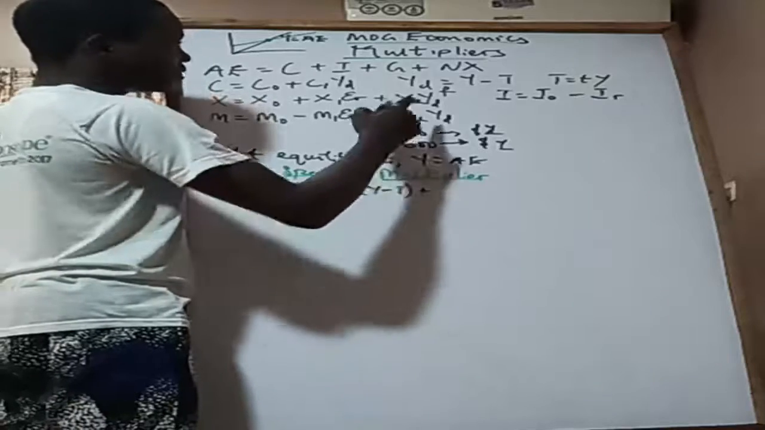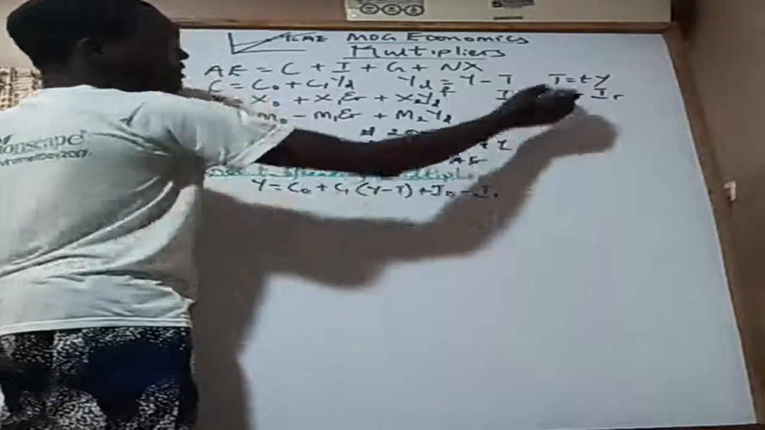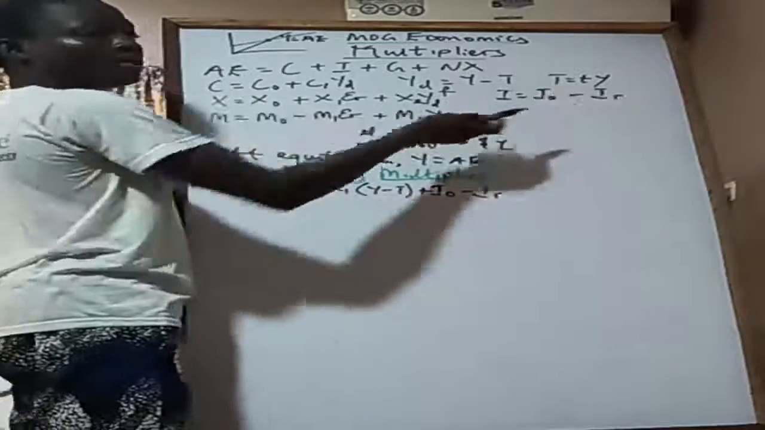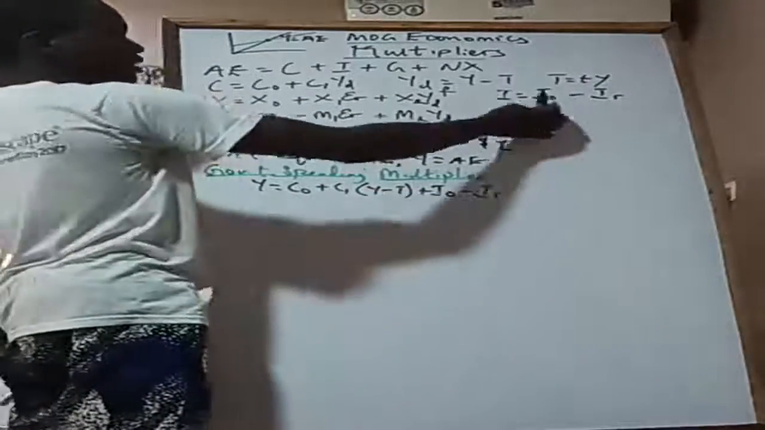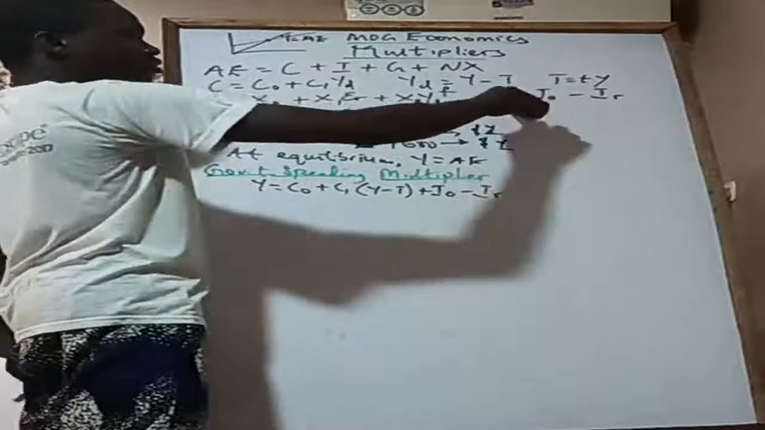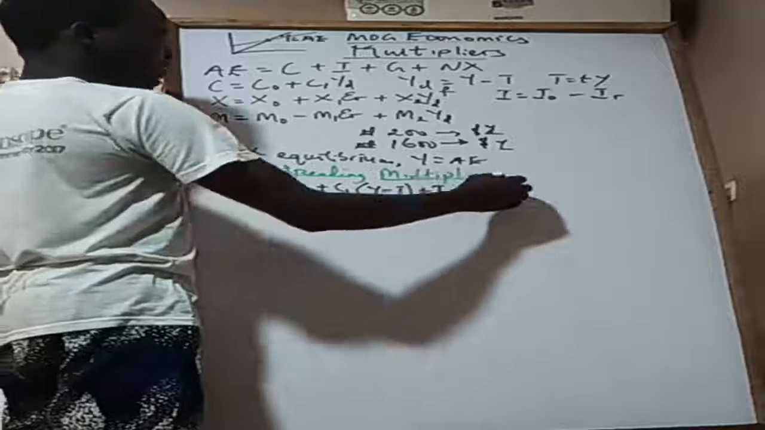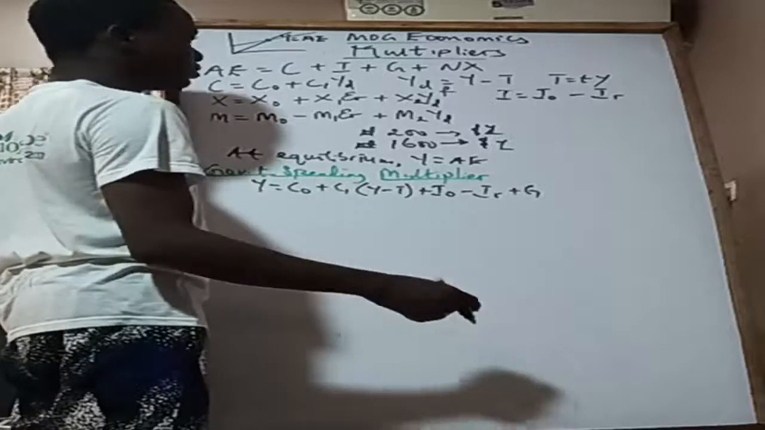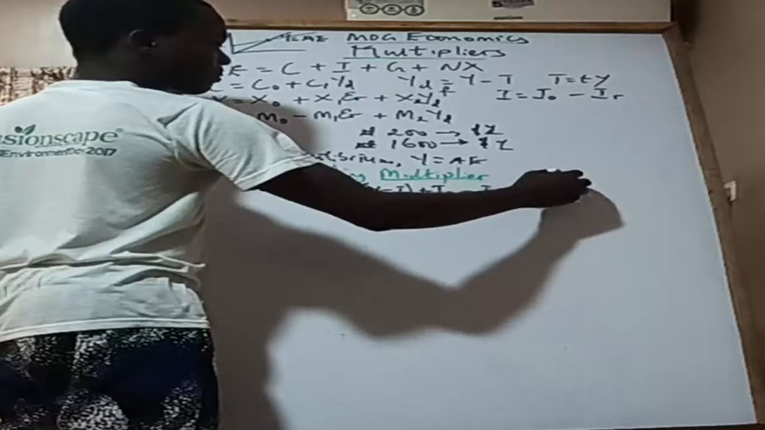Then plus my investment, which is I naught minus IR. So why is this a minus IR? R is the real interest rate. The higher the interest rate, the lower the investment. So that's why it is a negative relationship. And this is baseline investment. The investment is a result of many factors. So the investment that is not due to changes in real interest rates is your I naught. All right. So we have plus G. What is determining G is outside of this model. Then plus normally NX is meant to be X minus M.